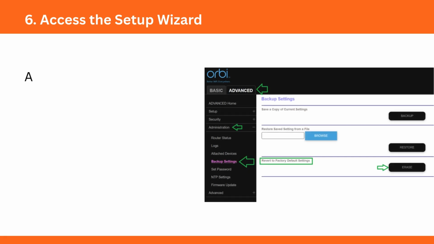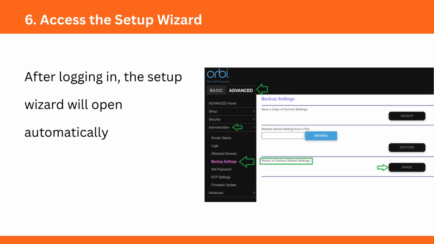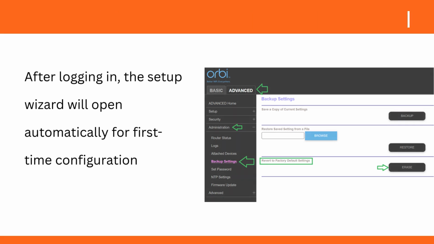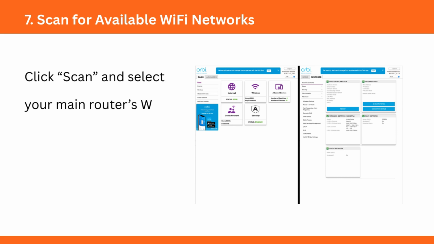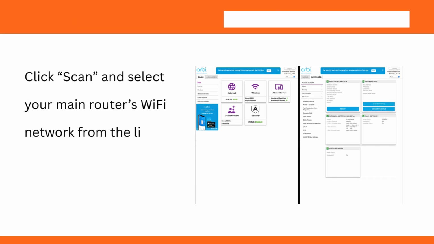6. Access the Setup Wizard. After logging in, the Setup Wizard will open automatically for first-time configuration. 7. Scan for available Wi-Fi networks. Click Scan, and select your main router's Wi-Fi network from the list.